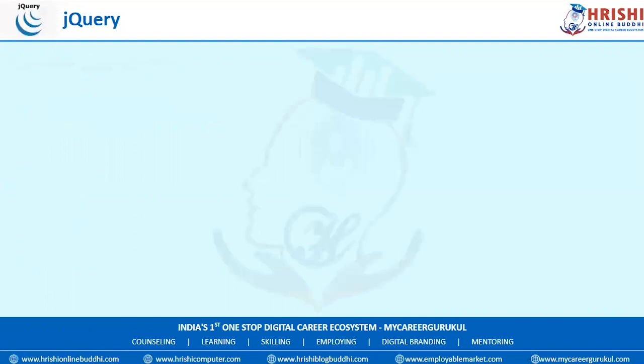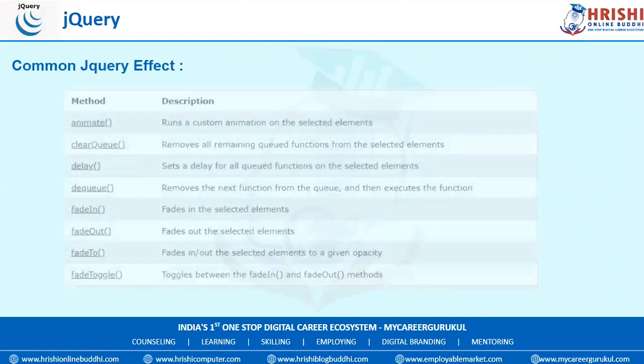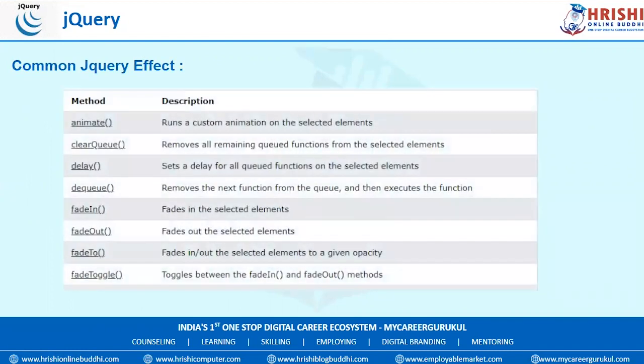So here are some common jQuery effects. Let's learn about all the common jQuery effects in detail. First is animate. It runs a custom animation on the selected element. Why custom animation? Custom animation means whichever animation effect you select, that is hide, toggle effect, slide up, slide down effect, or any delay effect, all that comes under it. It will apply a custom animation to the element you select, whichever element you want to get selected.